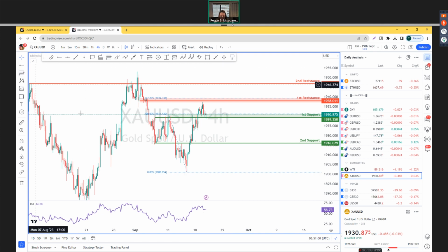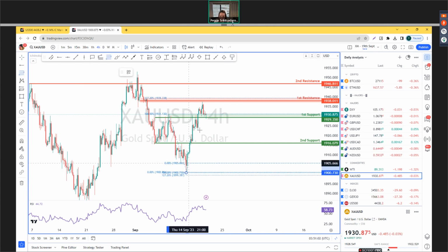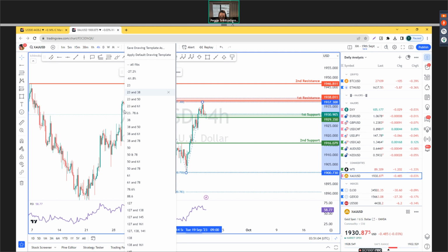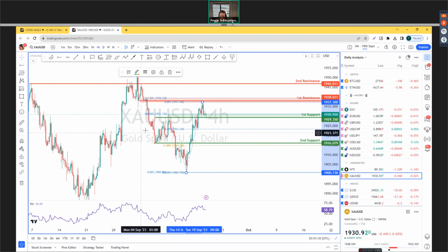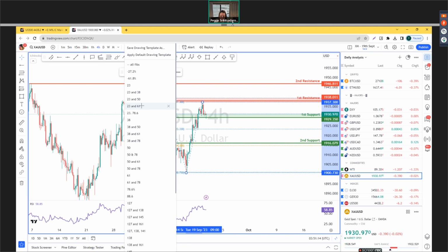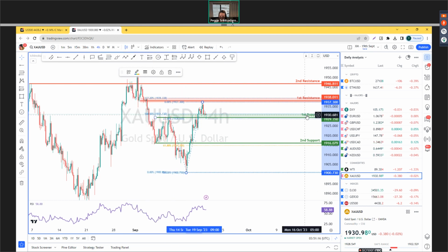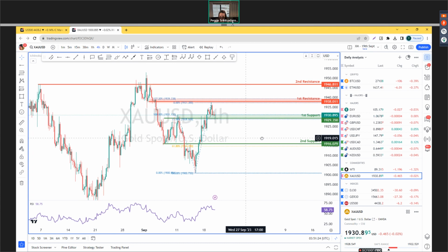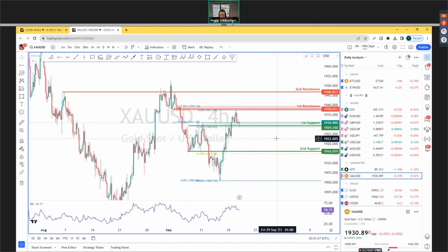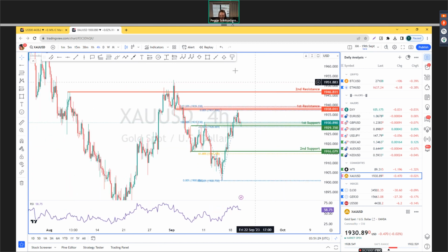Then you draw Fibo from here to here, so it should be 23.6 to 61.8. So basically your first support, we do have 23.6% and we have 61.8% for second support, and then we do have a demand zone here. This is how I draw support and resistance for gold in head 4.